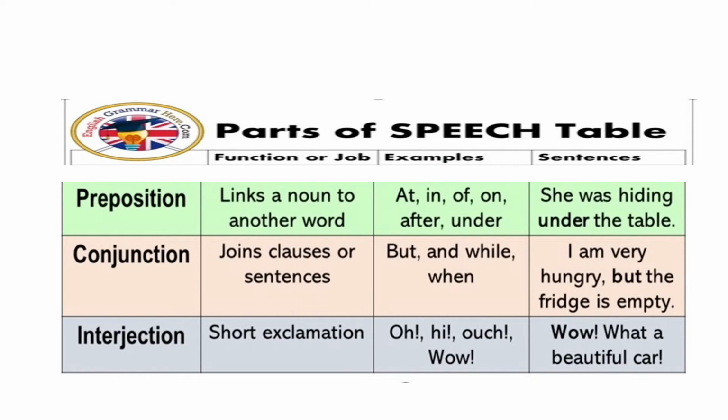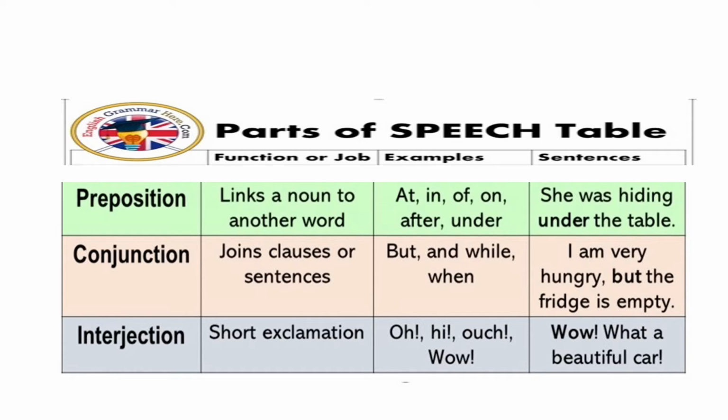We've then got the preposition. Now, we learnt about prepositions the other week, didn't we? And we know that it links a noun to another word. So it's at, in, of, on, after, under, and it tells you where something is in connection to something else. So she was hiding under the table. He was next to the door.